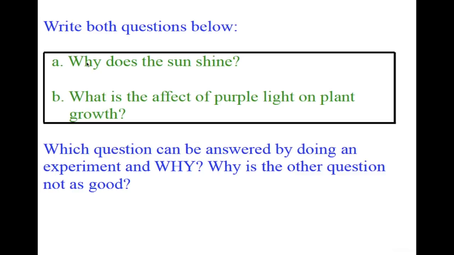These are two questions. Why does the sun shine? And what is the effect of purple light on plant growth? And then I would like for you to answer this question. Which question above, A or B, can be answered by doing an experiment? And why? So explain it. Why is the other question not as good? Pause the video, write everything down, and answer the question.